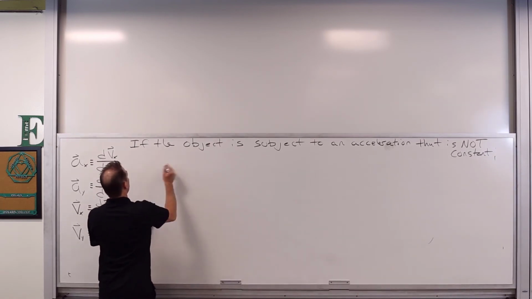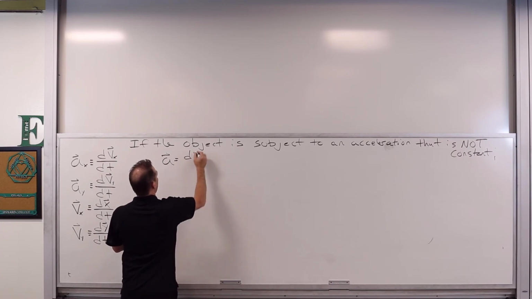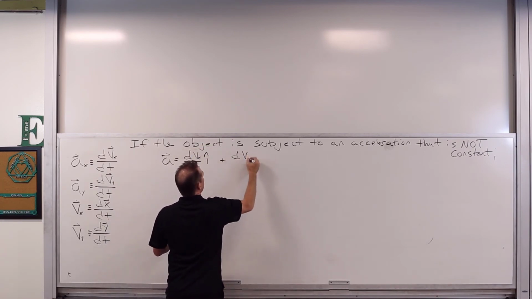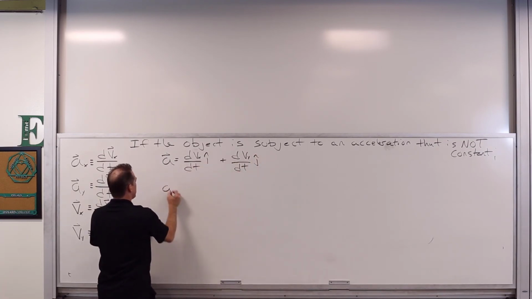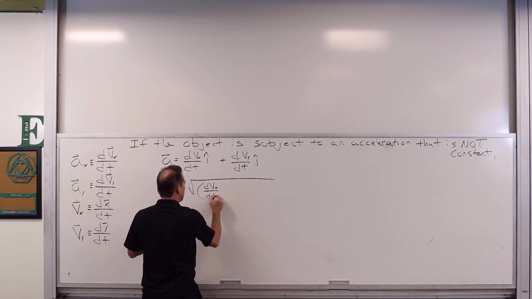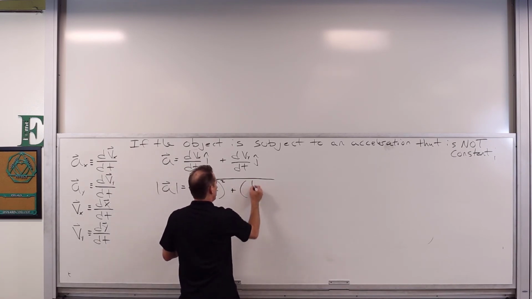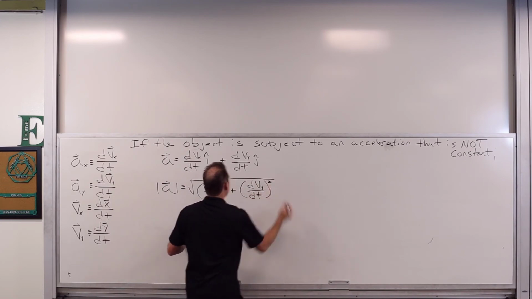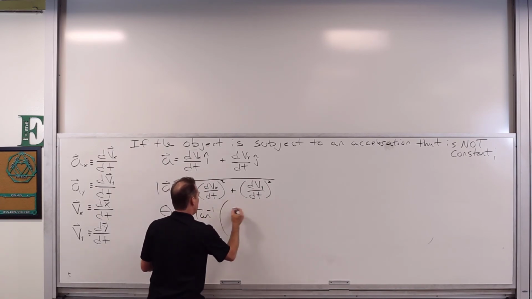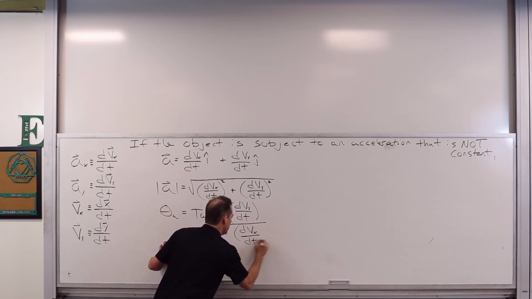So the best that we can ultimately do is say that a is equal to some dv sub x by dt i hat, plus dv sub y by dt j hat. Its magnitude would then be equal to the square root of dv sub x over dt quantity squared. This isn't the second derivative, this is the square of the first time derivative of velocity, plus dv sub y by dt squared. And theta sub a would again be gotten by looking at the arctangent of dv sub y over dt divided by dv sub x over dt.